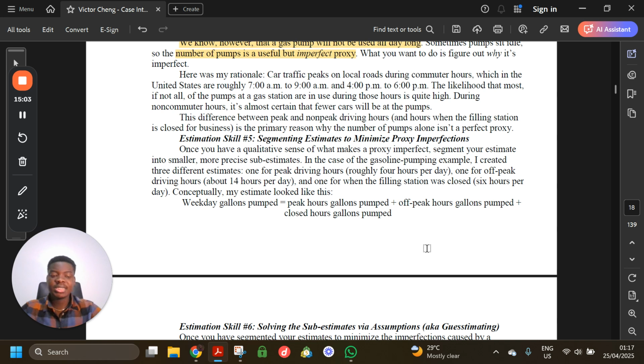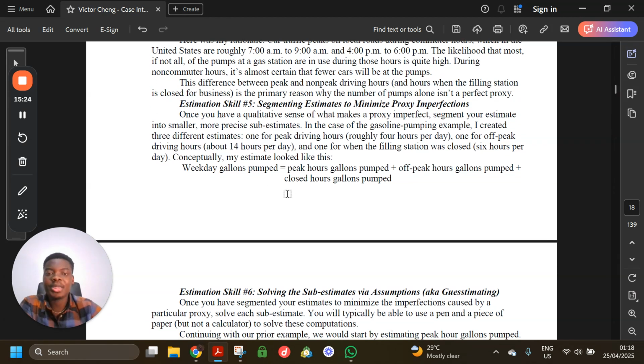And the way I understand this is that it's important to sometimes break down your estimations in such a way that you can sub-estimate for each of the breakdowns that you've made. So that's a lot of words. Let me simplify that. For example, you have determined that in a station there are perhaps 8 pumps. Or actually, let's follow his structure here.